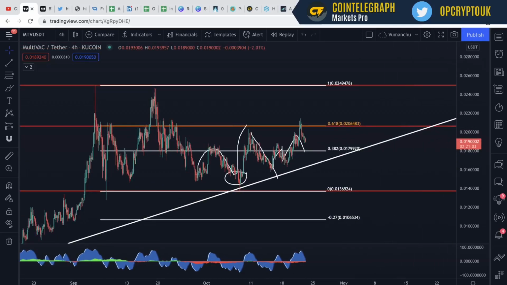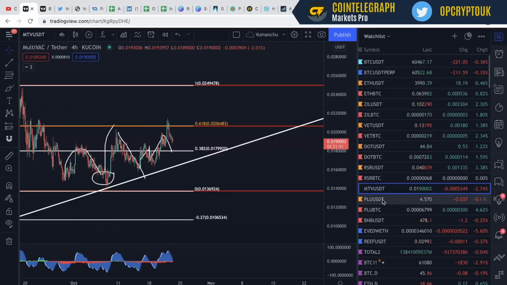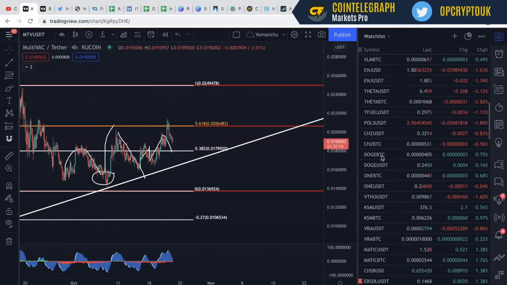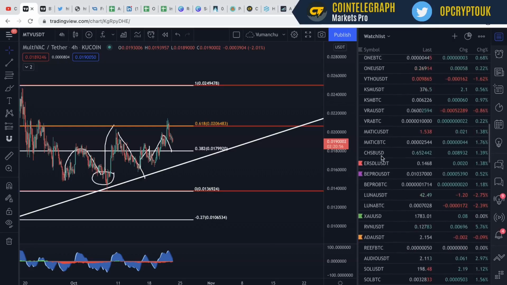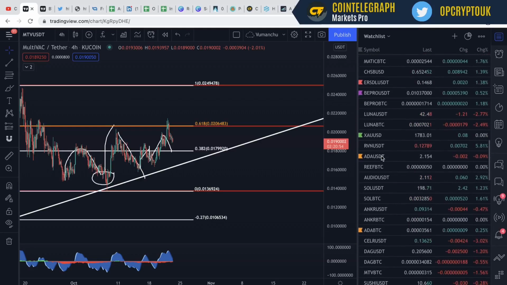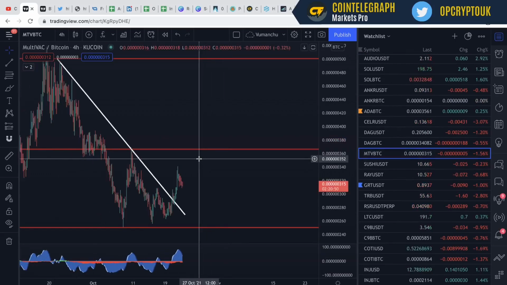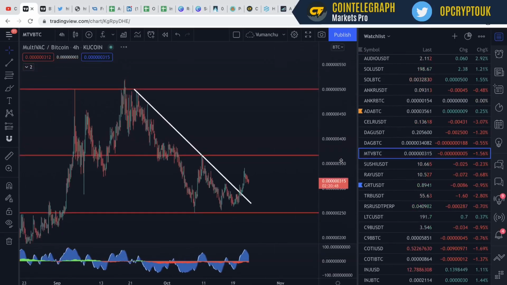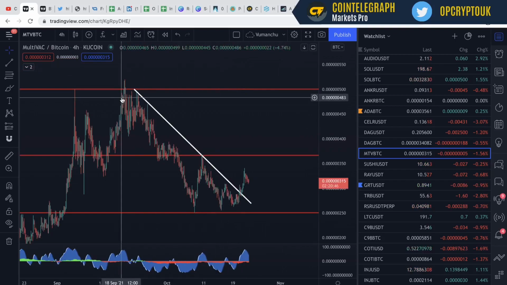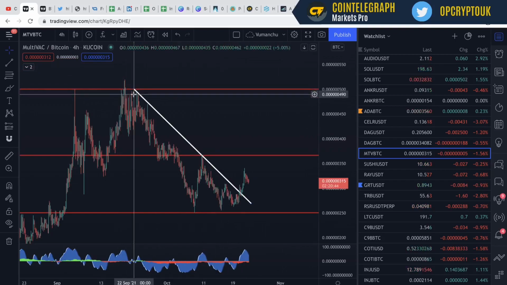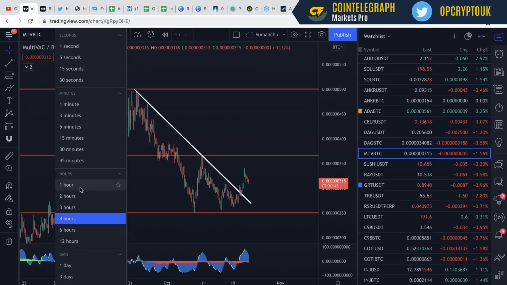What I want to do is just take a quick look at the BTC pairing, because I know a few people like to trade in Satoshis if you've been around in crypto for a couple of years. If you're new to crypto, you probably won't have a clue how to trade in BTC, but looking at this, we've broken out of that long-term downtrend since the 2nd of September, and it has been a nice breakout.